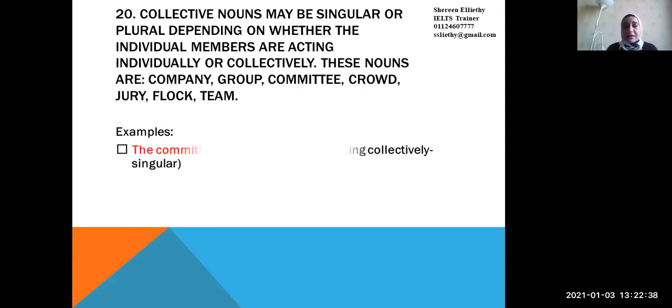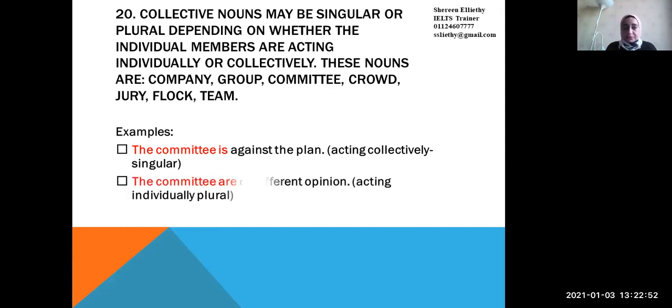See, so you can say, for example, the committee is against the plan. In this case, I am considering that the committee is acting collectively, as one unit. The committee is against the plan. But I can also say that the committee are of different opinions. So they're acting here individually. If I say the committee are of different opinions, it means I'm referring to the different people inside the committee. All right? So in this case, I need the plural verb.